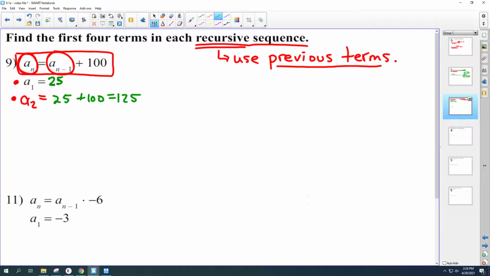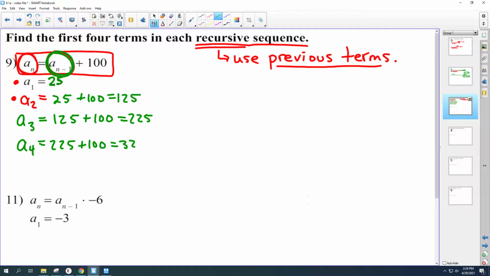Okay. Now we need the third term. Take the previous term, which was 125, and add 100. That's what the formula says. That's 225. Now a4. Take the previous term, which was 225, and add 100, and you get 325. So the direction said find the first 4 terms in each sequence. Well, the first term was 25, and then 125, 225, and 325.